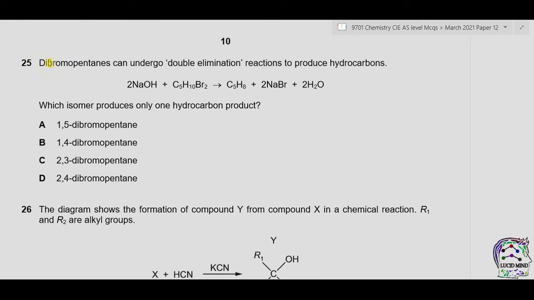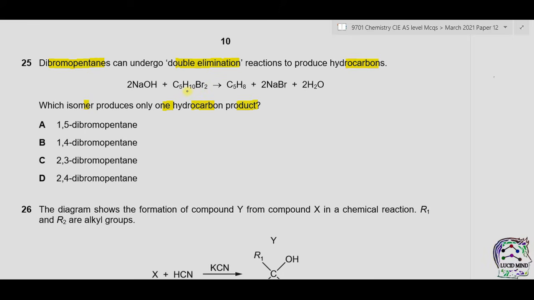Question 25. Dibromopentanes can undergo double elimination reactions to produce hydrocarbons. Which isomer produces only one hydrocarbon product? Double elimination means elimination that occurs 2 times.